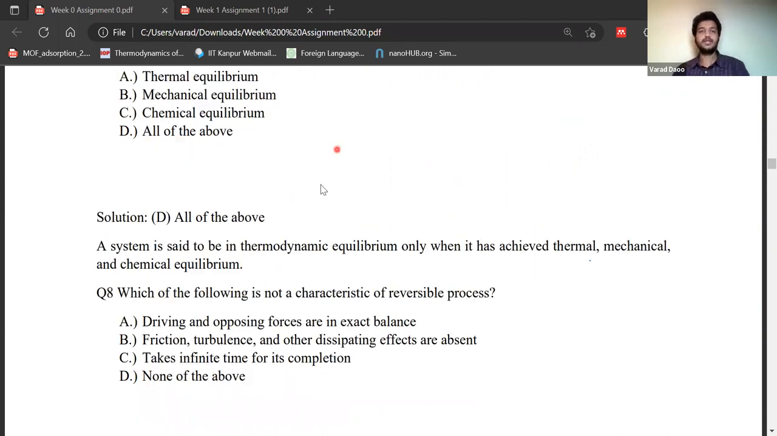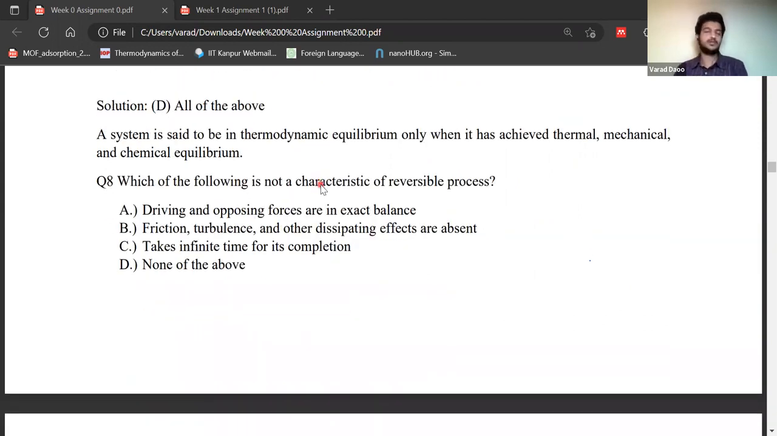So then we'll go to the next question, and this question we'll discuss next class. Okay. So question 8 is, which of the following is not a characteristic of a reversible process? Right? So remember, when we say reversible process, a reversible process is an infinitely slow process. Okay. So that means the driving force and opposing forces are in exact balance, right? And as it is very slow, this condition is correct, right? Which of the following is not?